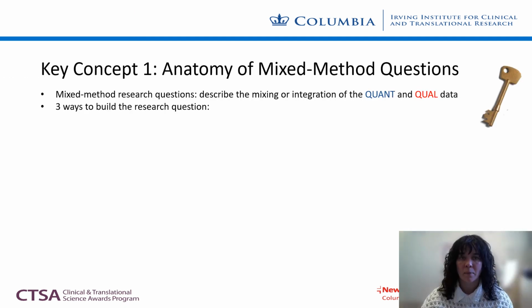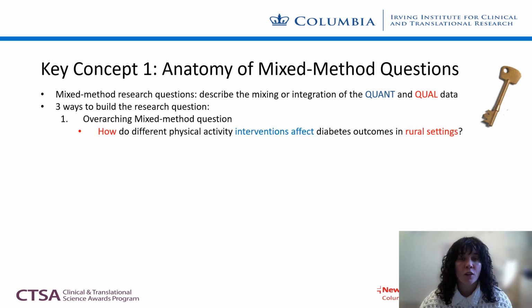The pragmatic mixed methods paradigm prioritizes the research question over the methods used to answer it. Therefore, mixed method research questions are different from quantitative or qualitative ones. Mixed method research questions describe the mixing or the integration of the quant and qual data. There are three ways to build a mixed method research question. The first is to use an overarching question.